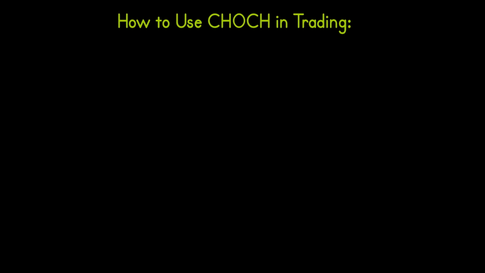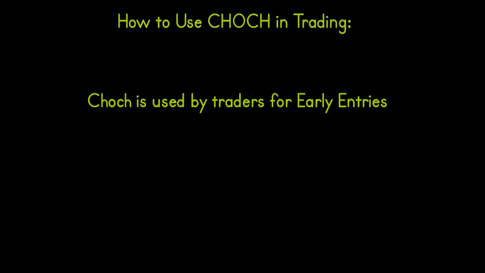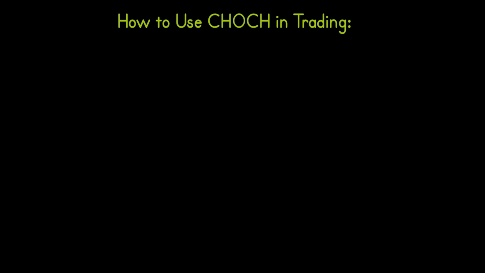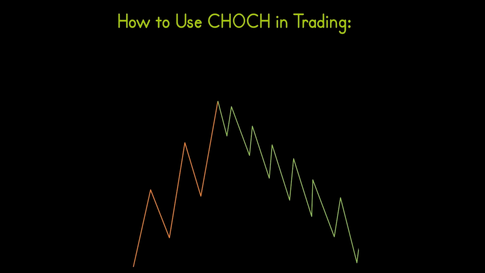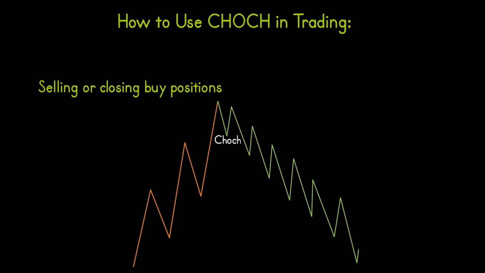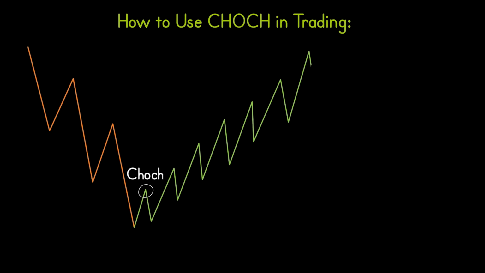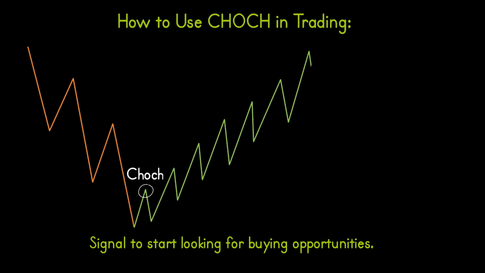How to use CHOCH in trading. Once a CHOCH is identified, it's time to prepare for a potential trend reversal. Traders often use CHOCH to enter trades early in the new trend, positioning themselves before the larger market participants catch on. For example, in an uptrend, if you spot a CHOCH, you may want to consider selling or closing your buy positions. In a downtrend, a CHOCH could be a signal to start looking for buying opportunities. CHOCH is a powerful concept because it helps traders catch early reversals, giving them the chance to ride the new trend from the start.